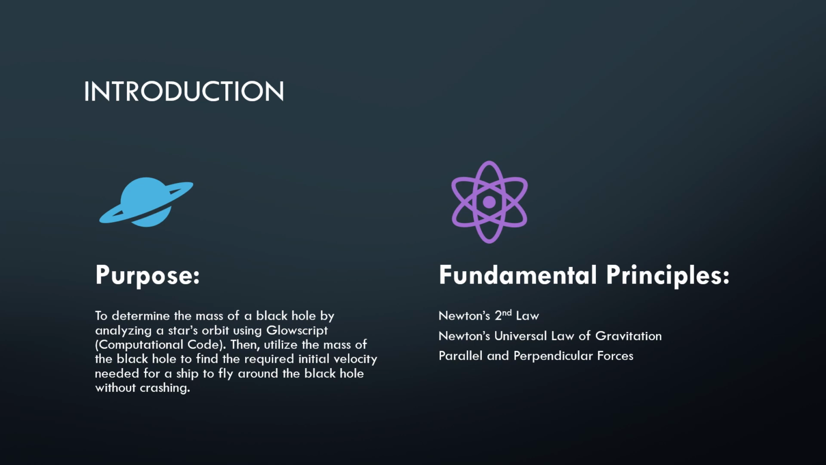So the purpose of this lab was to determine the mass of a black hole by analyzing a star's orbit using GlowScript. Then utilize the mass of the black hole to find the required initial velocity needed for a ship to fly around the black hole without crashing. The fundamental principles in this lab were Newton's second law, Newton's universal law of gravitation, and then parallel and perpendicular forces.